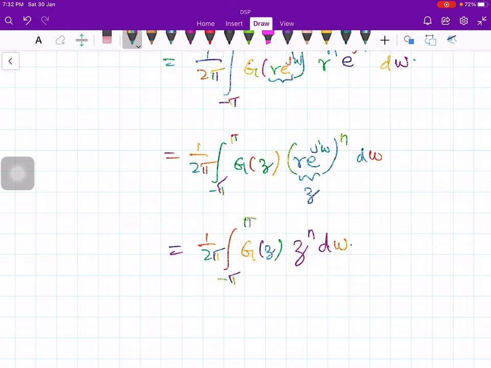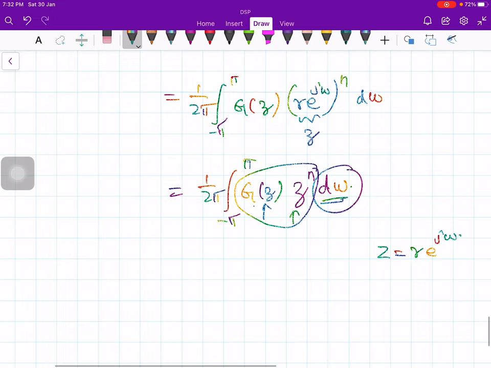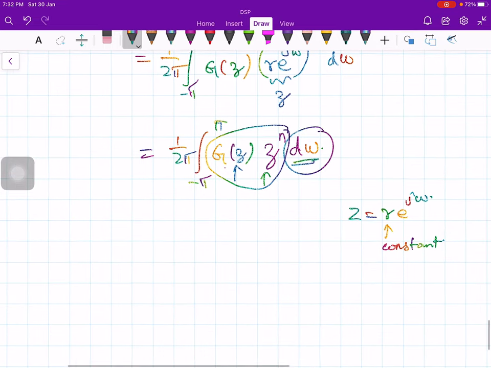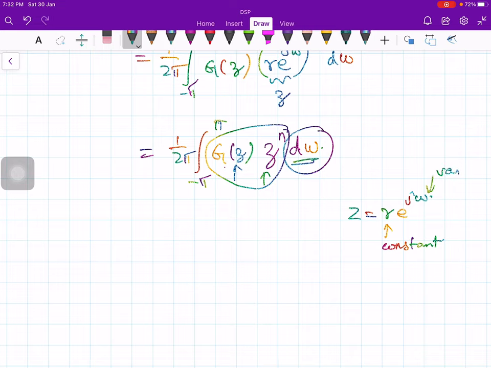Now the integrand is in terms of z, but the integration is with respect to omega. So I need to change the variable, right? We must change the variable because our function is that of z here. See, this is my function. Function is that of z. So I must change the variable. Now we know this z is equal to r times e to the j omega, where r is a constant. It's a radius, right? R is a constant. And here omega is variable, and this z also variable.